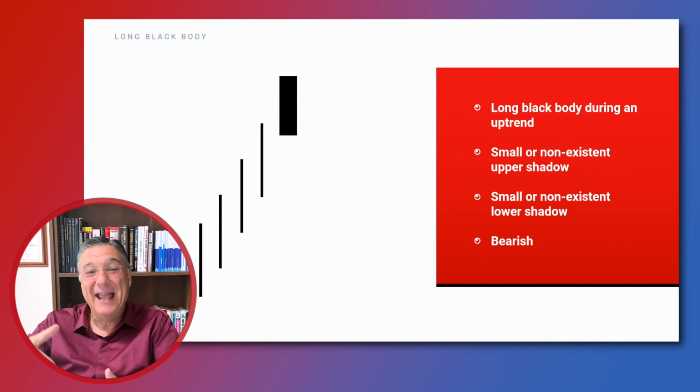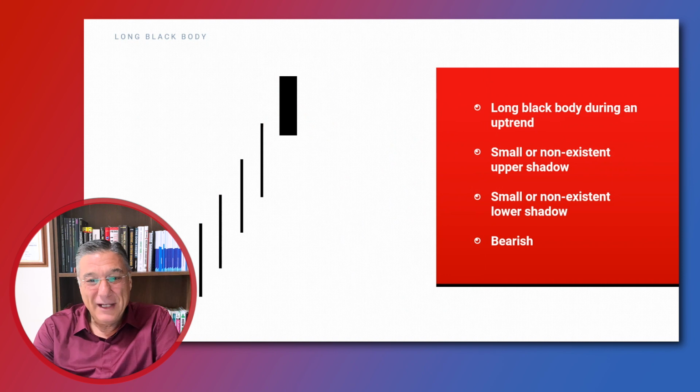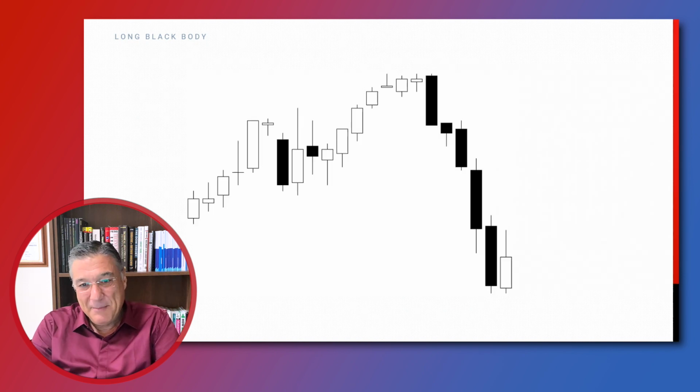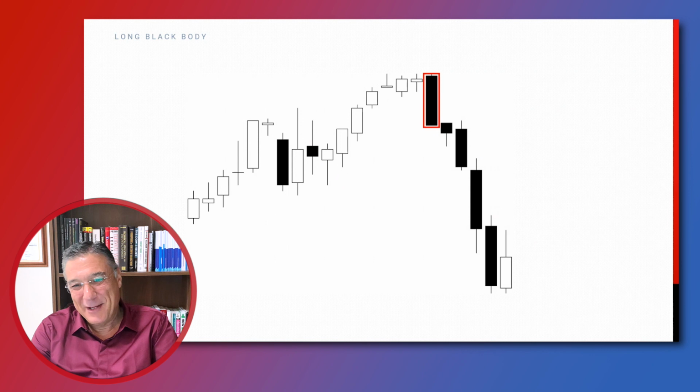Excellent. Now that we cleared that up, black body identified at the top of a rally, at the end of a rally, at the end of an uptrend, at the end of an upward correction, it has bearish implications. Good, let's identify it on a real chart, like here, for example, at the end of an upward rally, we identify a long black body. And of course, the rest is history, as you can witness on the screen.